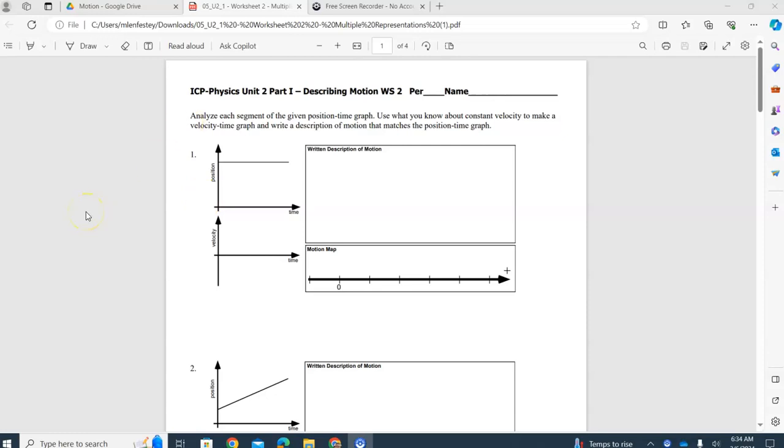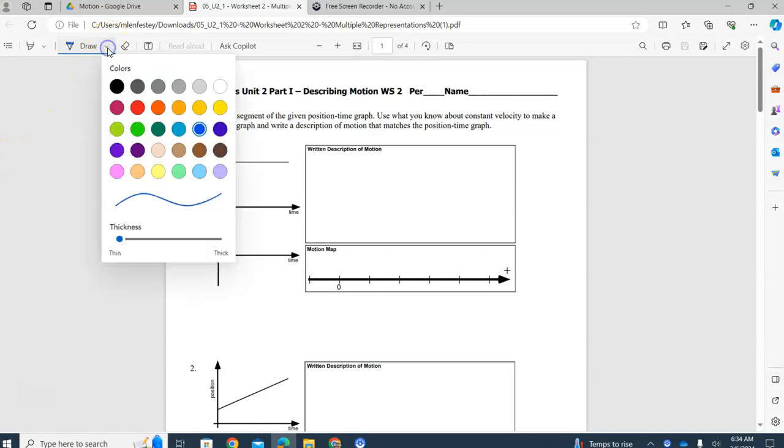Okay, so the position time graph tells you lots of different information. Like it tells you which direction it moves, it tells you how fast it moves, and it tells you where it starts at.